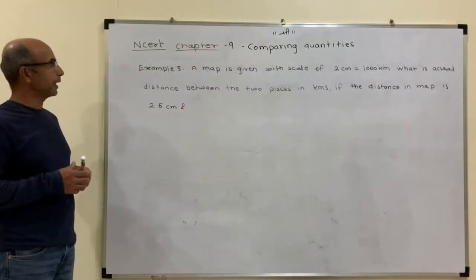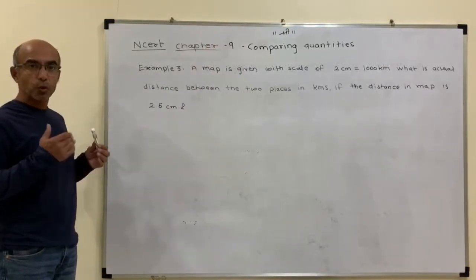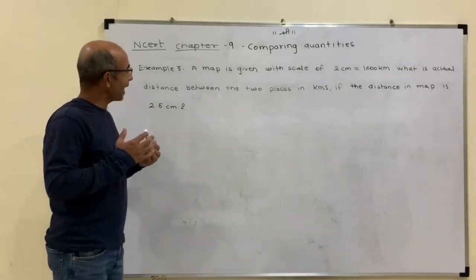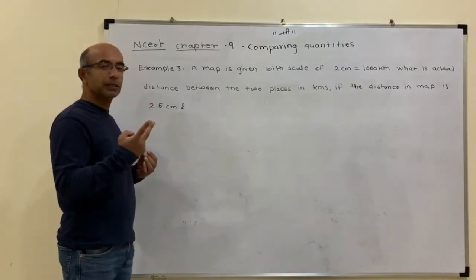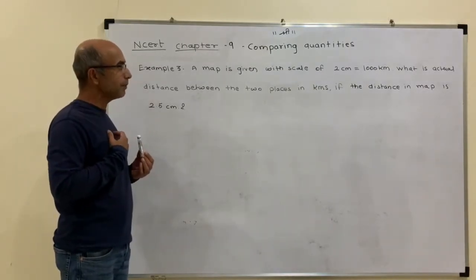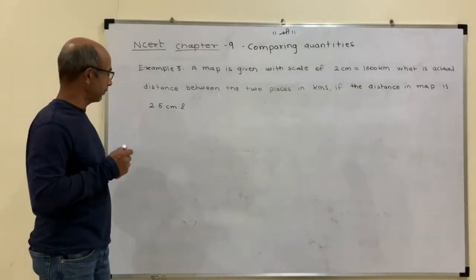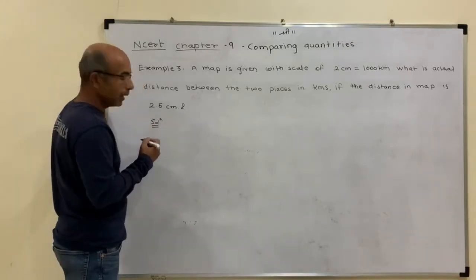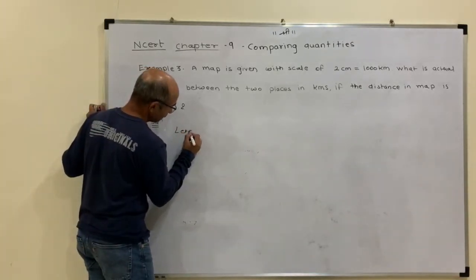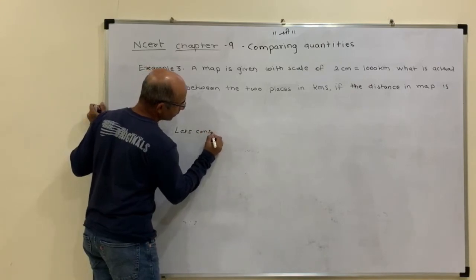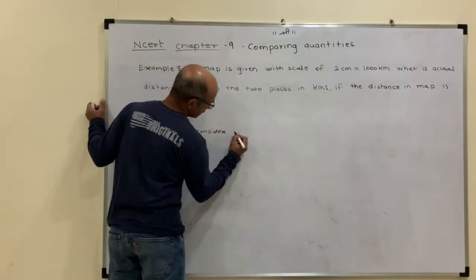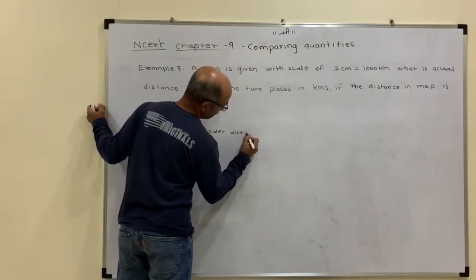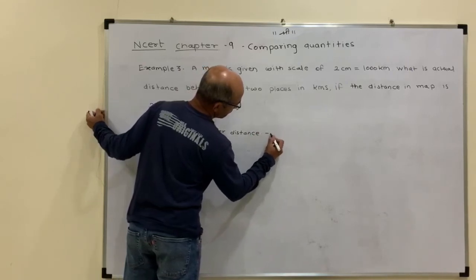Now this is example 3. A map is given with scale 2 centimeter equals 1000 kilometers. What is the actual distance between the two places in kilometers if the distance on the map is 2.5 centimeter? So now, solution. Let's consider the distance is equal to x.